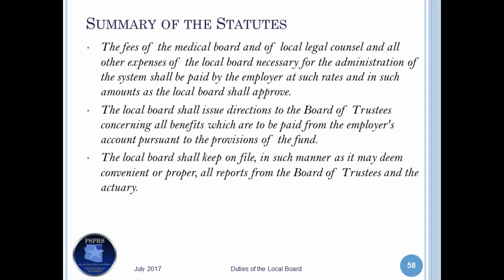The local board shall issue directions to the Board of Trustees, but all benefits are paid from our office once you have approved them, but not until then. The local board shall keep on file all the proper medical information, all the actuaries, and Board of Trustees records. In other words, you should have a file at your office for each one of these individuals who's retired. You should have a file for anybody who is on the local board and had the oath of office. You should have a file for all of your minutes that you keep in your own office. All of that should be documented and organized. Any questions up to this point?